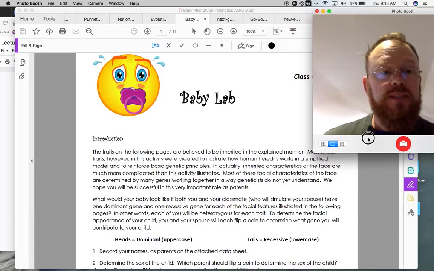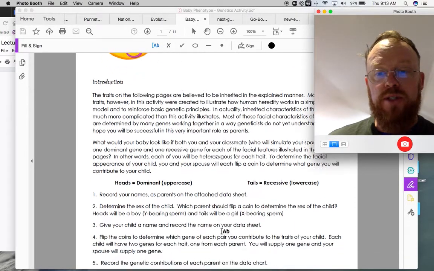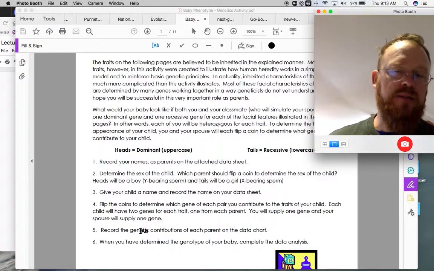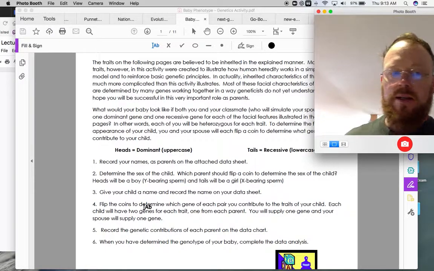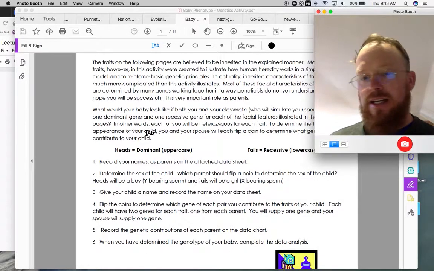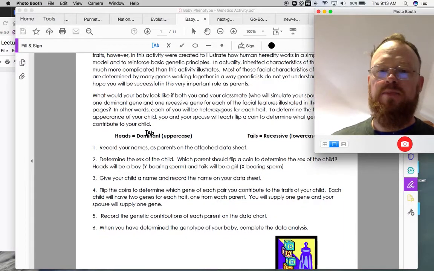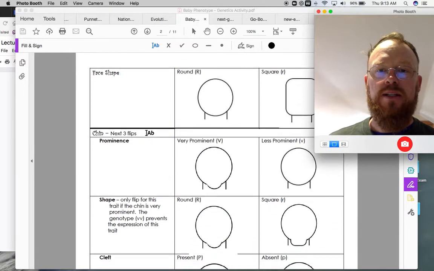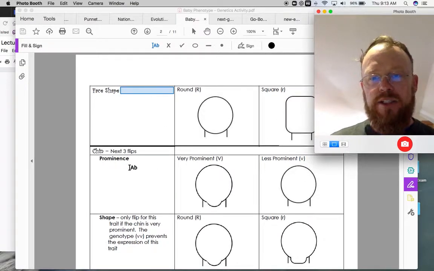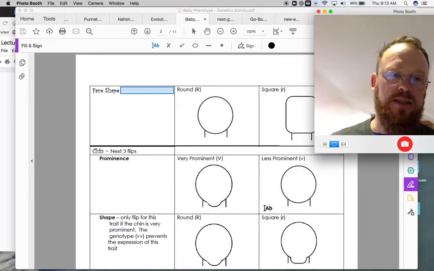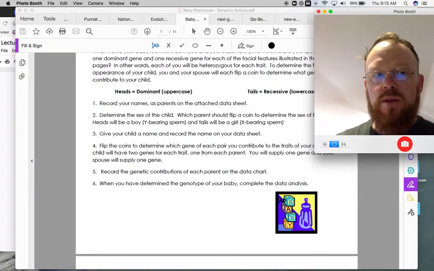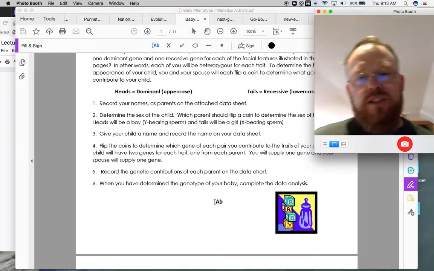Hopefully you can see this sheet. Here are the instructions on page 1. You'll notice this is an 11-page assignment, but most of those pages are explaining what the traits are. Page 2 says here's face shape. Is it round or is it square? Here's the chin. Is it a prominent chin, which means it sticks out, or is it a less prominent chin? A lot of the pages are explaining what the trait and the trait variations are.